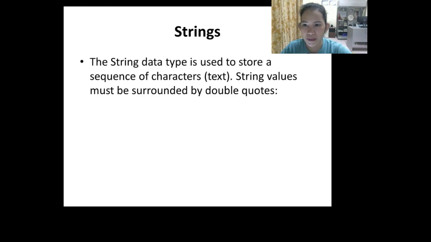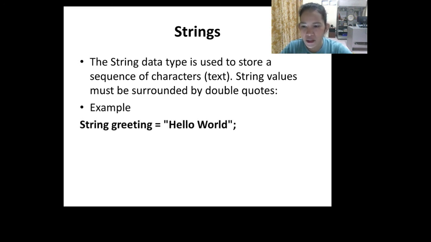Strings. The string data type is used to store a sequence of characters or text. String values must be surrounded by double quotes. Example, String greeting = "Hello World" within the double quotes. System.out.println(greeting).